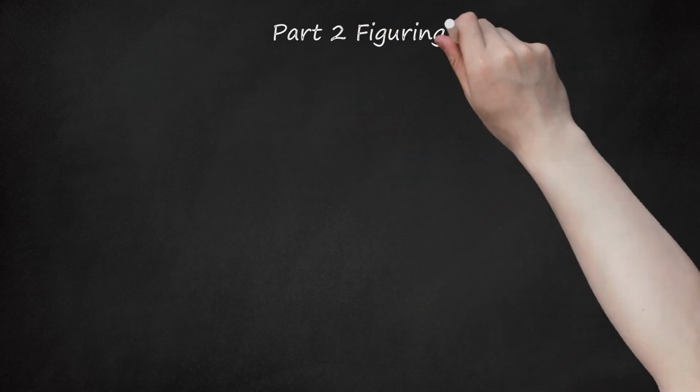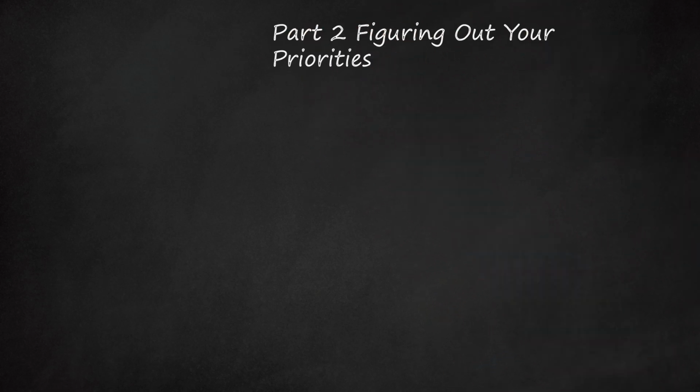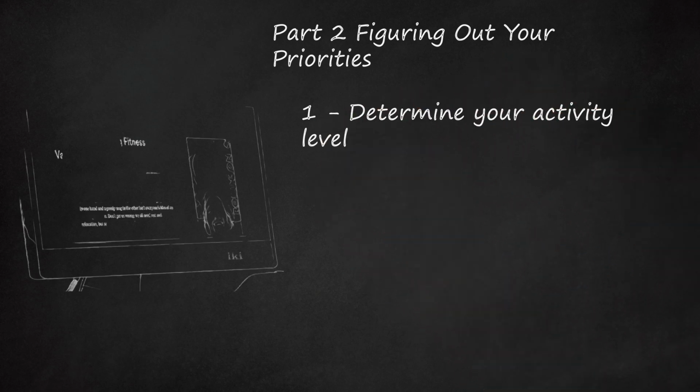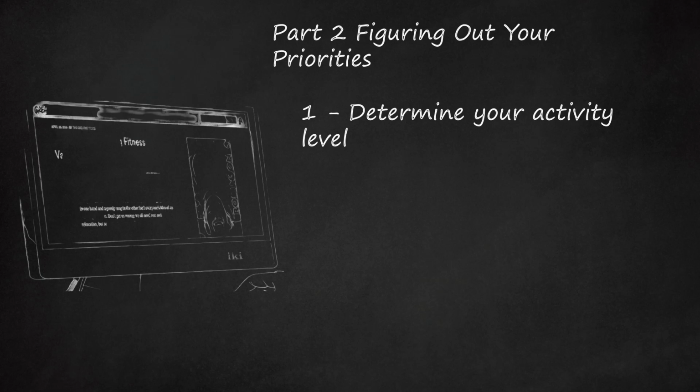Part 2: Figuring out your priorities. 1. Determine your activity level. You should consider whether you want a relaxing vacation that involves little physical activity, a vacation with a lot of physical activity, or a vacation that involves social and cultural activities. If you feel like relaxing on a beach, acknowledge this desire and look for a vacation that will allow for this activity. However, if you want to be physically active, look for vacations that involve things like rock climbing, surfing, skiing, hiking, or other activities.